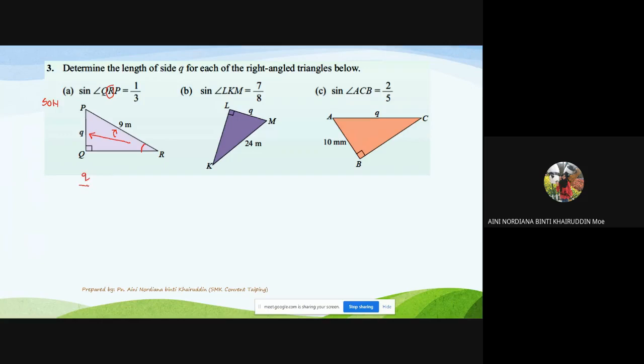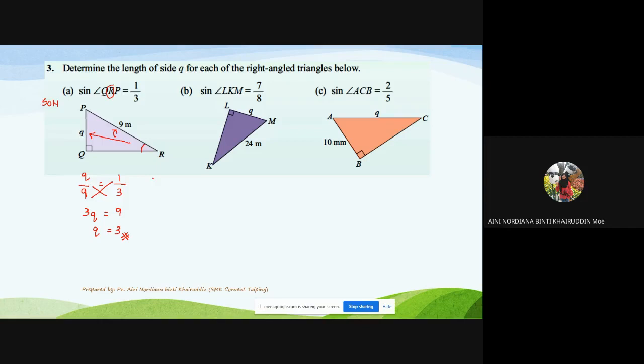Q over 9 equals 1 over 3. Then you can do cross multiplication. 3 times Q is 3Q. 9 times 1 is 9. So Q equals 9 divided by 3 equals 3. So this is the answer for A.